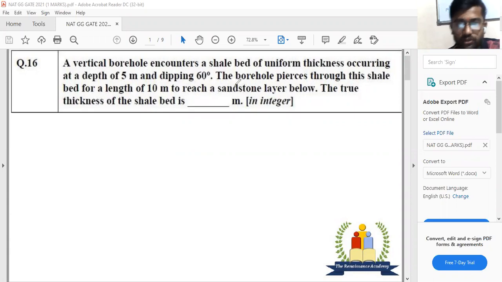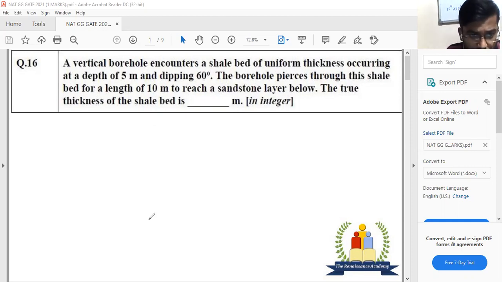Today here we are going to discuss the 1 mark numerical from GATE 2021. Okay, so here you can see the question. A vertical borehole encounters a shale bed of uniform thickness occurring at a depth of 5 meters and dipping 60 degrees. The borehole pierces through this shale bed for a length of 10 meters to reach a sandstone layer below. The true thickness of the shale bed is fill in the blanks in meter. You need to calculate your answer in meter.